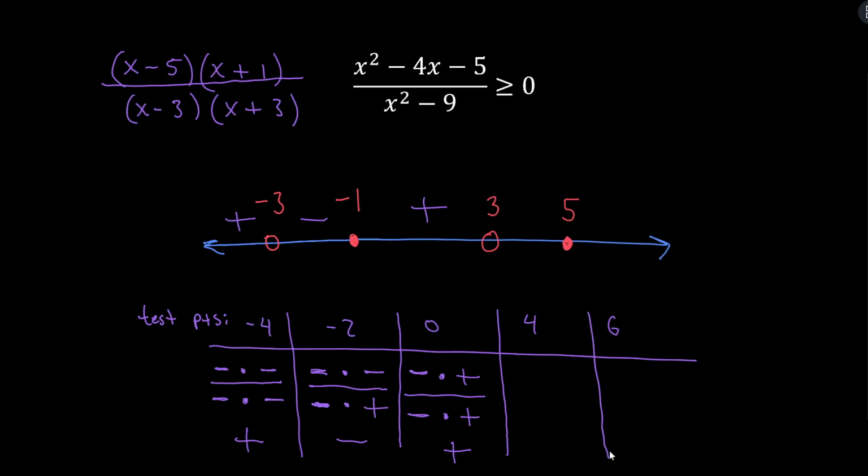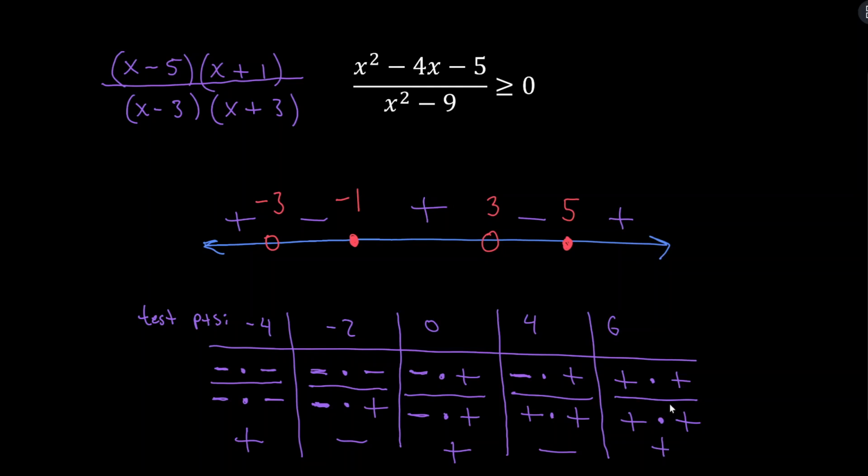Now let's try 4. We can plug in 4. What do we get? 4 minus 5, that's a -1. 4 plus 1, that's a positive. 4 minus 3, that's a positive, it's +1. And 4 plus 3, that's also positive. So we have 1 negative, which means our final output is going to be negative, and we are negative in this section. And now we can try finally plugging in 6. 6 minus 5 is positive. 6 plus 1 is positive. 6 minus 3 is positive. 6 plus 3 is positive. We have 4 positives. Everything's positive. So we are positive in this section.